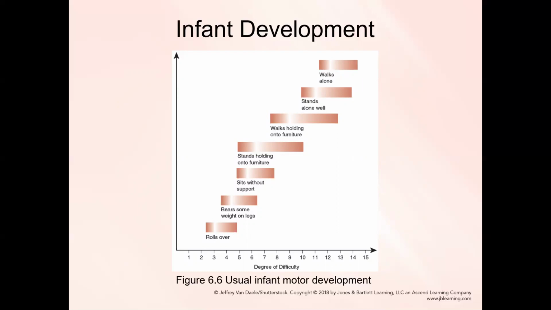Rolling over a lot of times happens between 2 and 3 months, but there can be a lot of variation in that. Baby starting to bear some weight on legs could happen anywhere from 3 to 7 months, really. That's when we start to see babies in the little activity centers and bouncing. They're learning to put some of their own body weight on their legs. And then it's sitting without support. Sometimes you'll see babies actually sit with support for quite a while first. That can be really helpful to learn to sit without support.